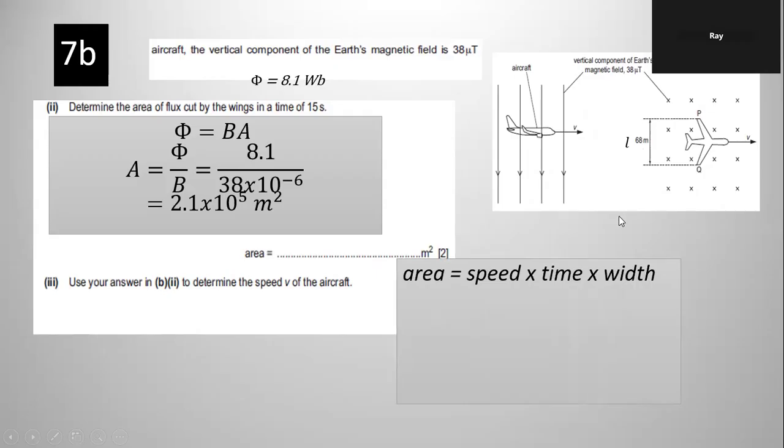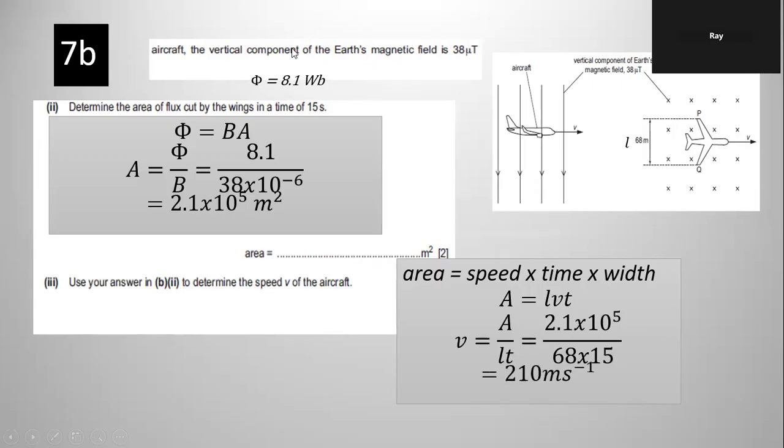Right? Area is speed times time times width. That's your width, speed times time becomes that distance. So for speed, take L and T down. A is on the calculator. L is 68. T is 15 seconds. Right? 15 seconds. Okay or not?